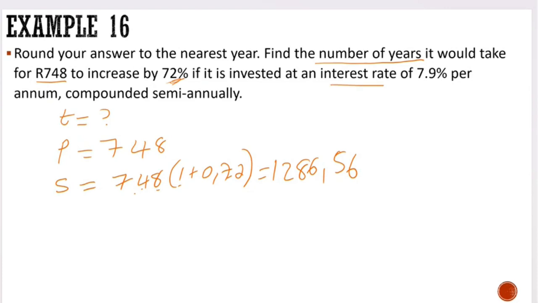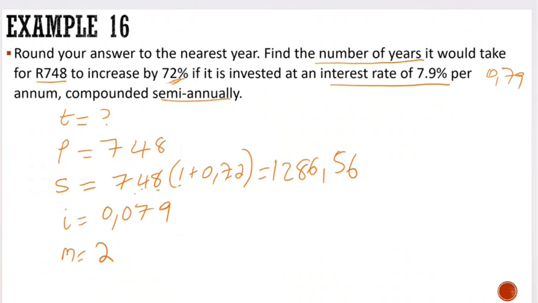So your interest rate, your i, is equal to 0,079. Can you see what will be a common mistake? It would be to write this as 0,79. Those are the common misconceptions that you can easily fall into. Okay, be careful. Now your interest is compounded semi-annually, so your m is equal to 2.